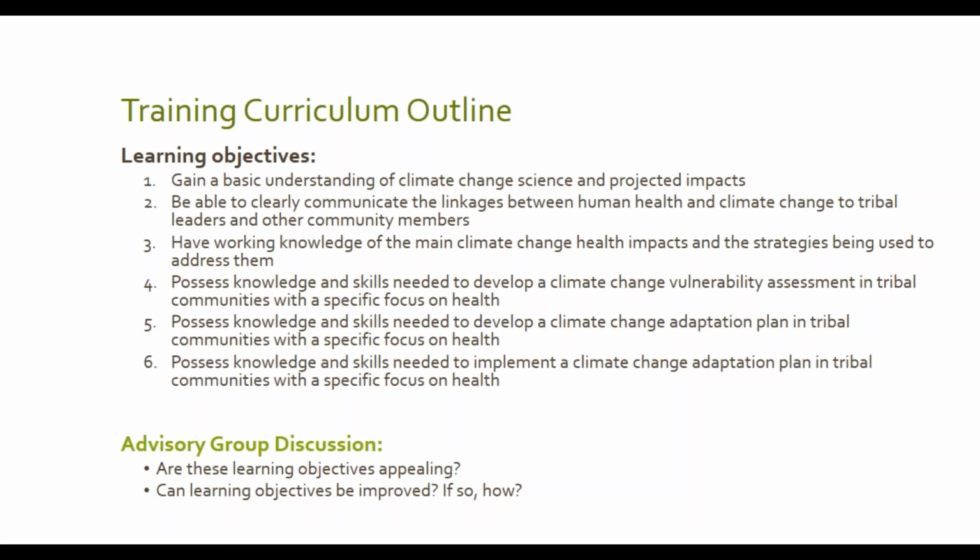The fourth objective is to possess knowledge and skills needed to develop a climate change vulnerability assessment in tribal communities with a specific focus on health. And these next two are really just following up on that. So the first is a vulnerability assessment. The second is we want them to possess knowledge and skills to then do a climate change adaptation plan. And the next is to be able to basically implement that climate change adaptation plan, again, in tribal communities with a specific focus on health.